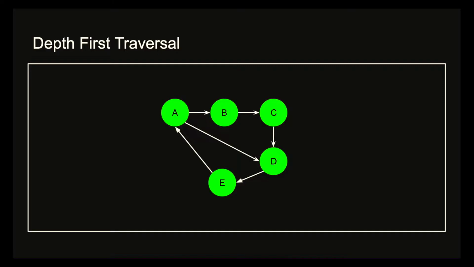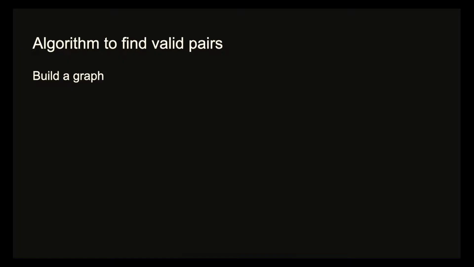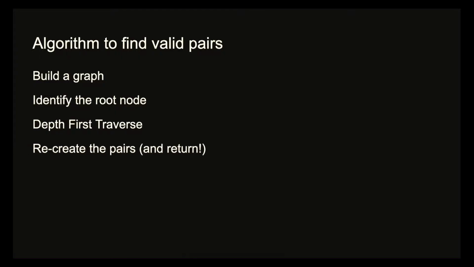Now let's look at the algorithm which we will be implementing today. Firstly, we need to build a graph. Next, we need to identify the root node for this graph. Once we have identified the root node, then we can depth-first traverse from this node. Once we have iterated through all the nodes and we have the Eulerian path, we can simply recreate the pairs and return.